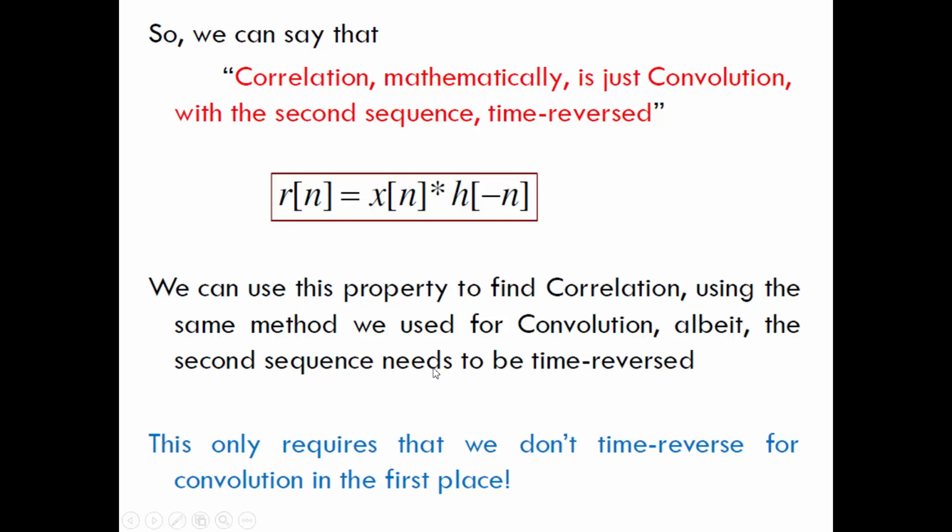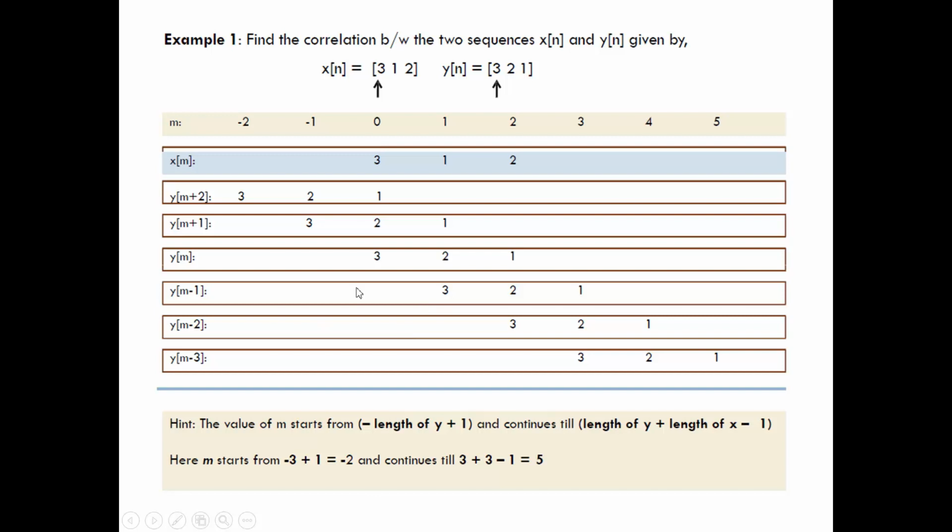So what I mean to say is how convolution is different from correlation. Convolution involves the flipping operation. Correlation does not involve any flipping operation. Now let us take an example. Let's say we have two sequences, 3, 1, 2 and 3, 2, 1.